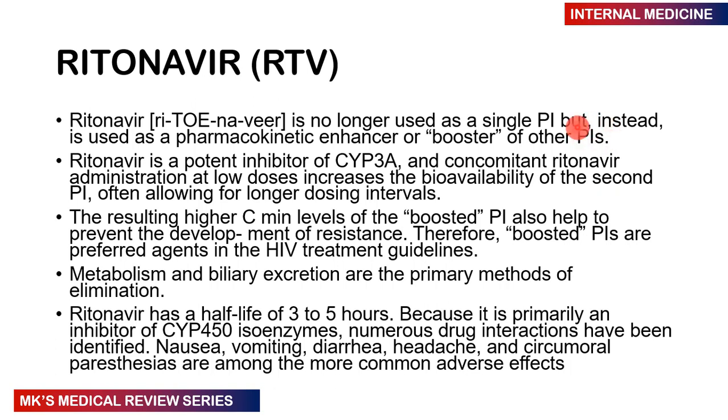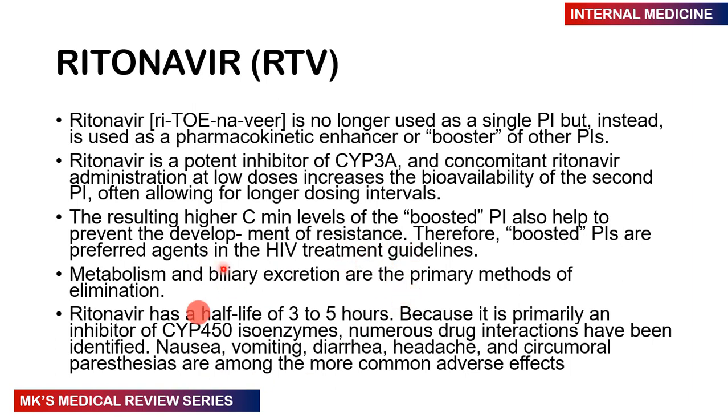Because remember that most of the protease inhibitors are going to be metabolized by cytochrome P450 3A. So the ritonavir is a potent inhibitor of this enzyme. So we can co-administer this drug with other protease inhibitors such that we block the cytochrome P450 3A isoenzyme, so it won't break down the other protease drug, and you have increased bioavailability of the second protease inhibitor, allowing for longer dosing intervals. So this results in higher minimal concentration levels of the boosted protease inhibitors. It also helps in preventing resistance from developing. And then, of course, the boosted protease inhibitors are preferred agents of treatment in the HIV guidelines.